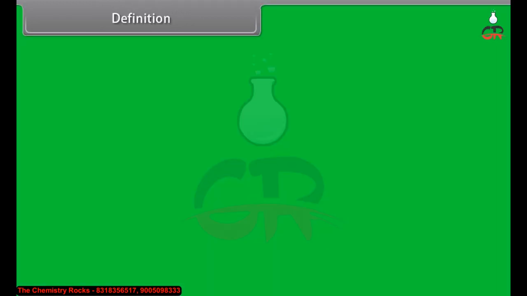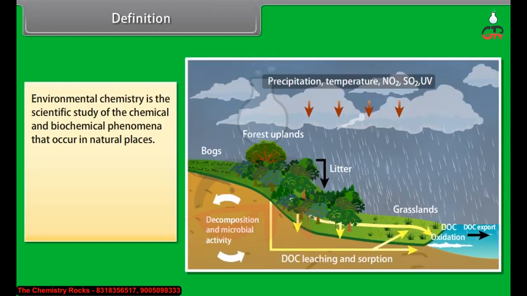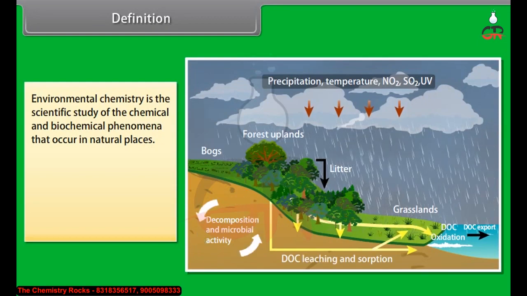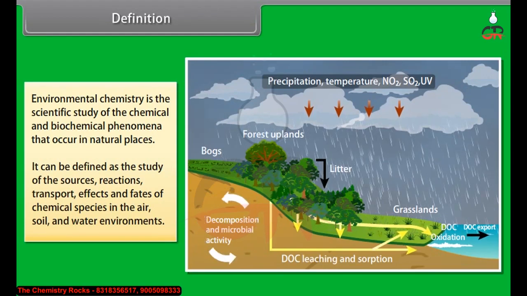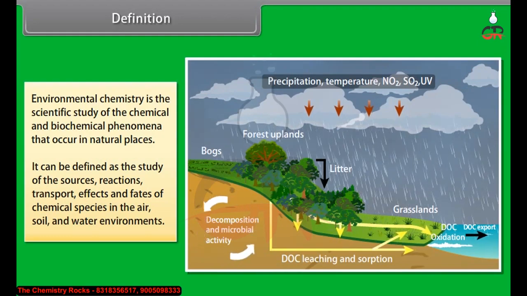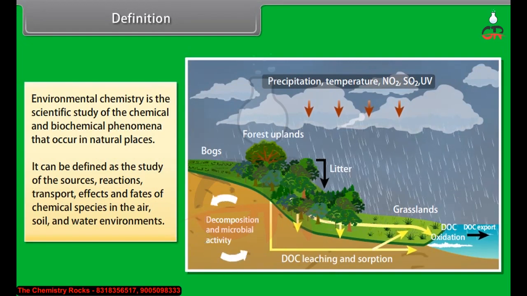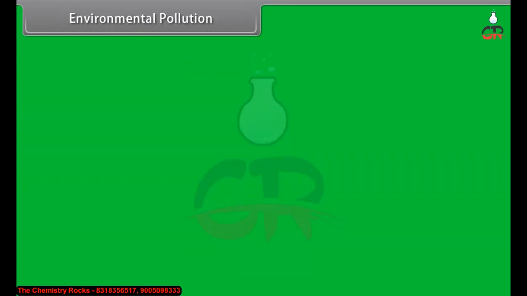Definition. Environmental chemistry is the scientific study of the chemical and biochemical phenomena that occur in natural places. It can be defined as the study of the sources, reactions, transport, effects and fates of chemical species in the air, soil and water environments. In environmental chemistry, we identify a pollutant and its interaction with the environment, its bad effects, and find out a way to minimize them.